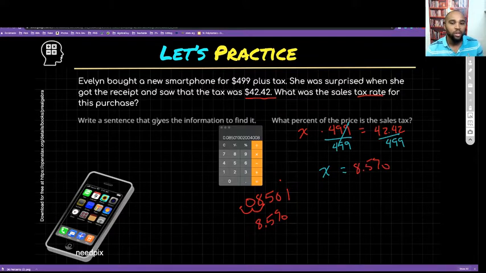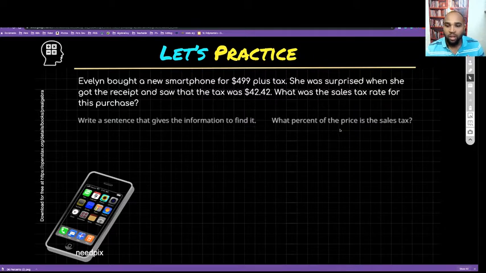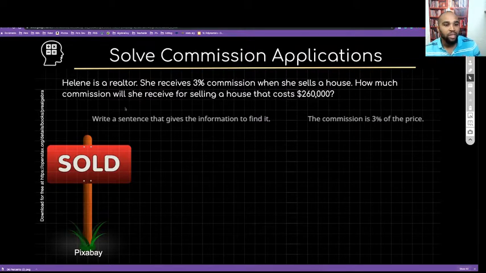So answering that question, what was the sales tax rate? It was an 8.5% sales tax rate, which is pretty typical, at least here in the South, in Texas. Helene is a realtor. She receives 3% commission when she sells a house. How much commission will she receive for selling a house that costs $260,000?